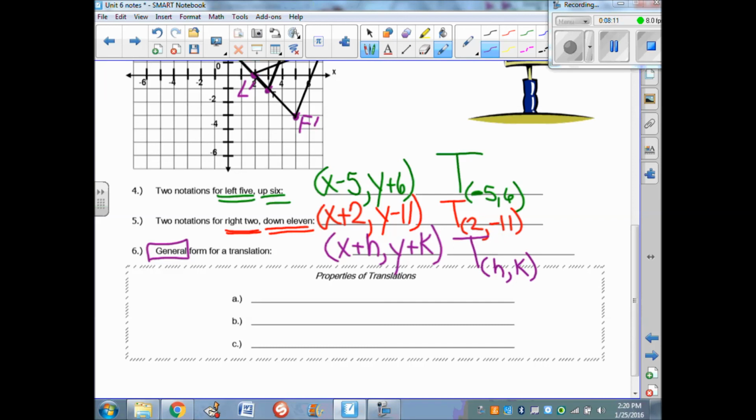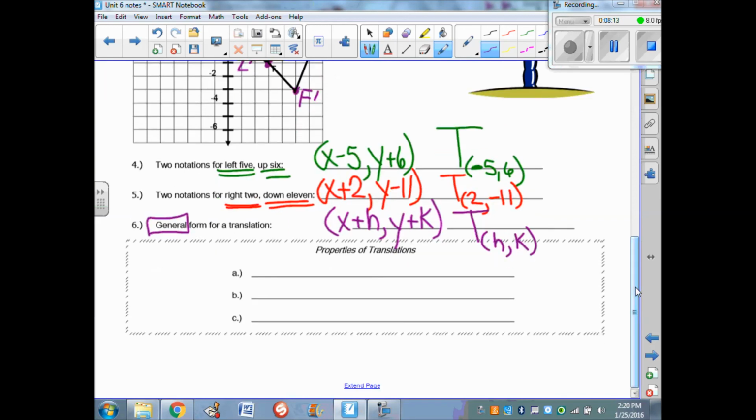So what I want you to do, just like we've been doing in the other 2 videos, is see if you can look up properties of translations and see what you can come up with to fill those in. All right, we're going to spend lots of time with the 6.4 translation problem set.